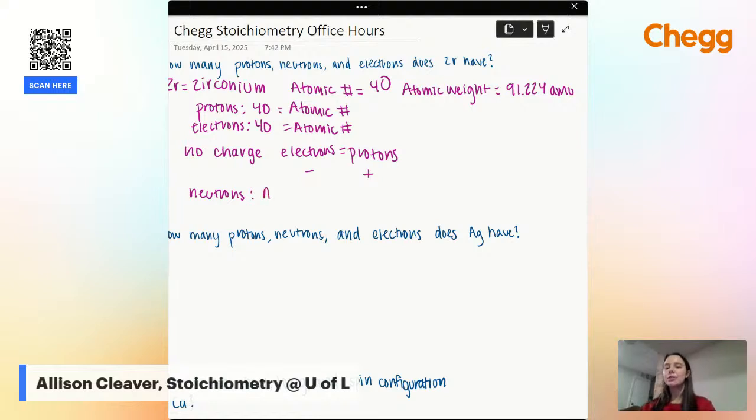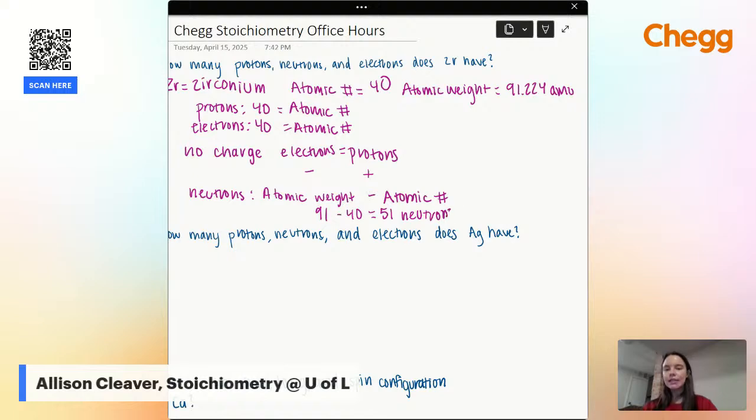So to find neutrons, we do atomic weight minus atomic number. That's always going to be our formula, so get that engraved in your brain if it's not already. Neutrons equals atomic weight minus atomic number. So we're going to do 91. We just round to whatever whole number is closest. Since it's 0.2, I'm rounding down to 91 minus 40. So I would get 51 neutrons.